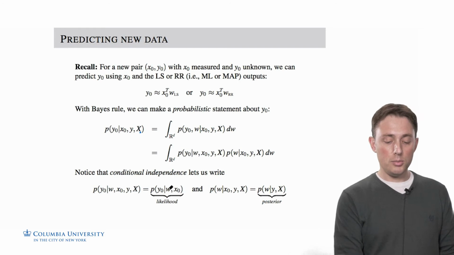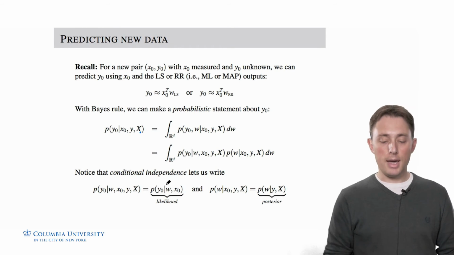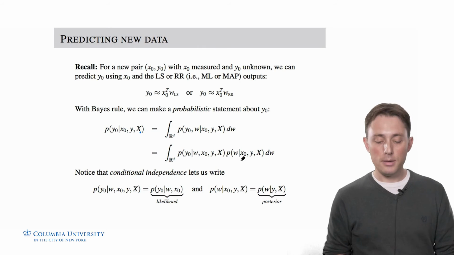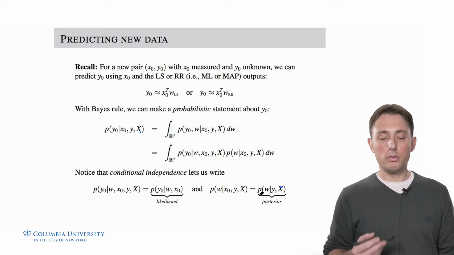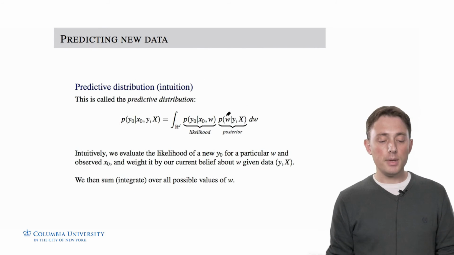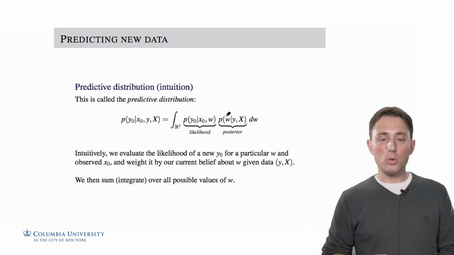The likelihood distribution, so this distribution is inserted here, is the likelihood. By the definition of the model, we can write that. And this distribution is replaced by the posterior distribution because of the conditional independence. And we've already discussed how we can calculate that for the linear regression problem. So this has a name. It's called the predictive distribution. So we're predicting new data given old data.